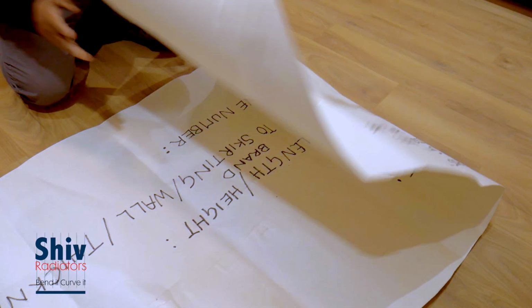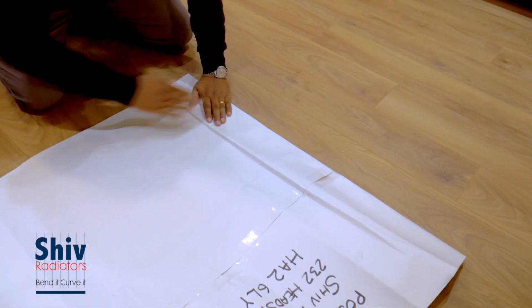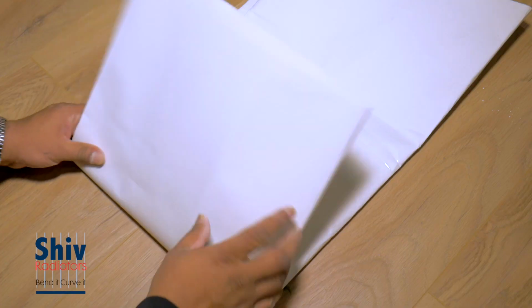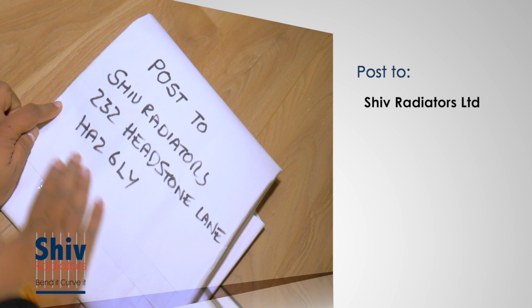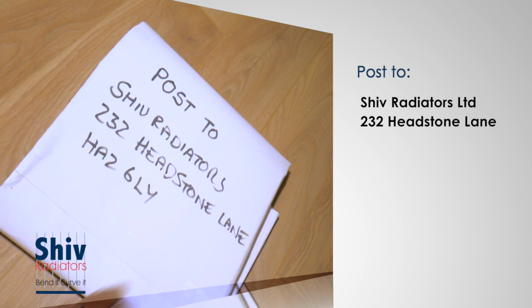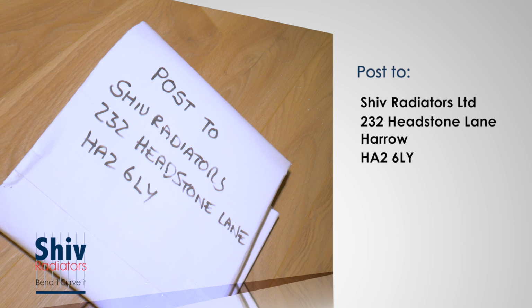Fold the sheet of paper into halves in order for it to fit into a large enough envelope. Then simply write the delivery destination and post out to Shiv Radiators Limited, 232 Headstone Lane, Harrow, HA2 6LY.